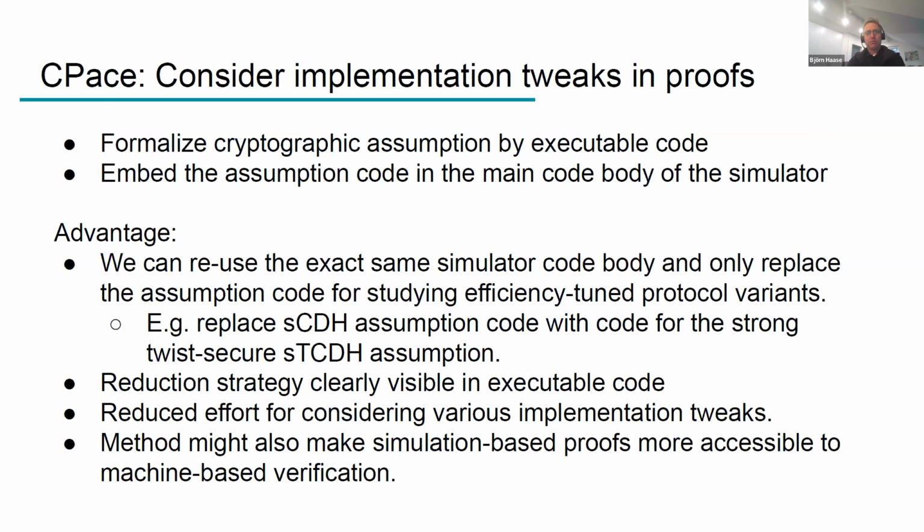And as a side effect, we think that the reduction strategy becomes more clearly visible in the executable code, because you don't have the reduction argument hidden in the last pages of the text body of an appendix of a proof paper, but you directly see it in the simulator code. And this helped us reducing the effort for considering various implementation tweaks. And we think that having a simulator which has the assumptions integrated might also make simulation-based proofs more accessible to machine-based verification.